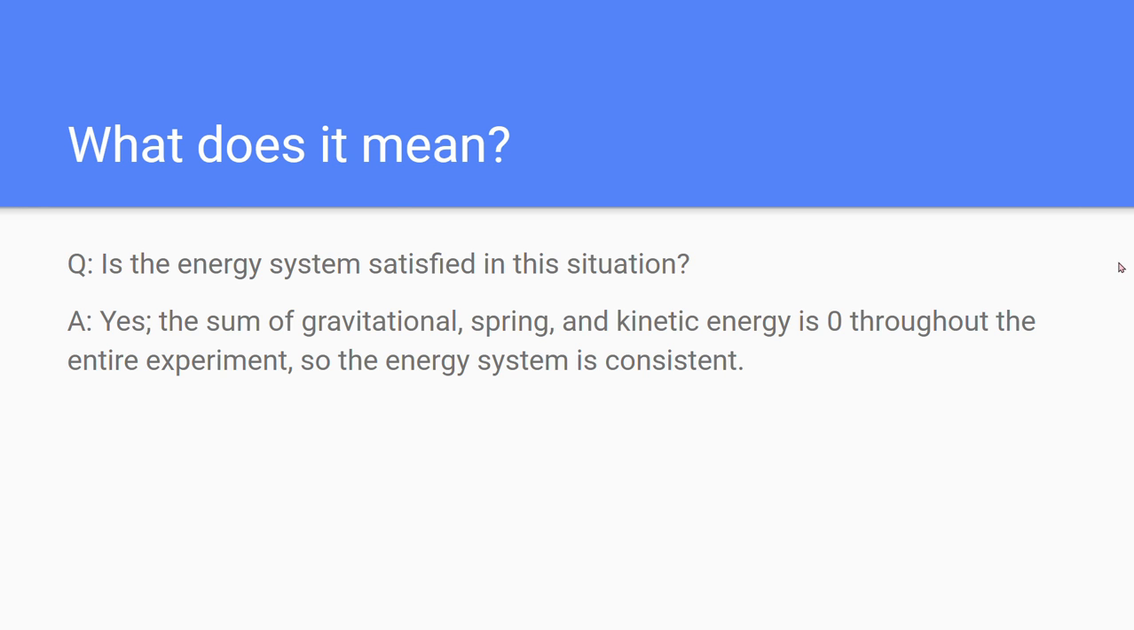So what does it mean? A main topic of question was, is the energy system satisfied in this equation? So is energy conserved throughout the entire experiment? And I say yes, because the sum of gravitational, spring, and kinetic energy is zero throughout the entire experiment, so it is consistent. And this can be shown through the GlowScript data with the energy updates in the while loop.